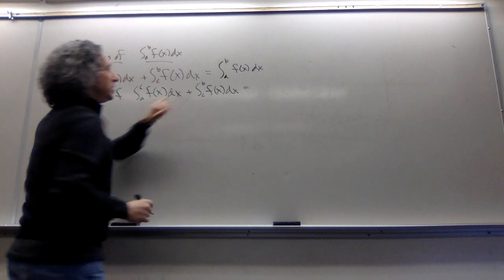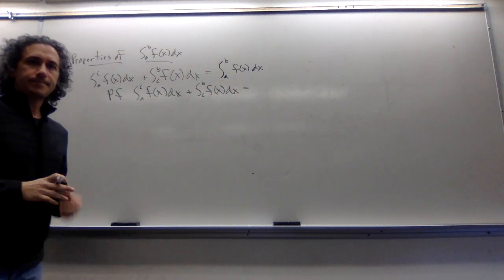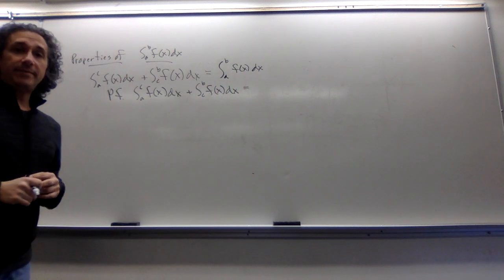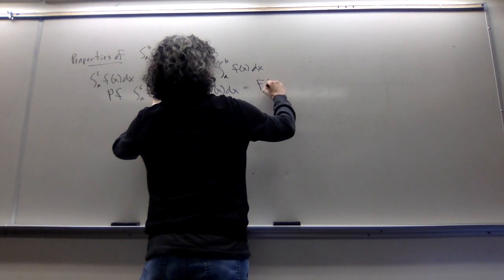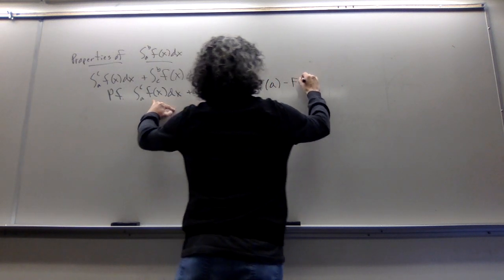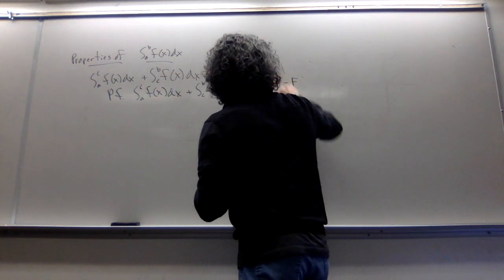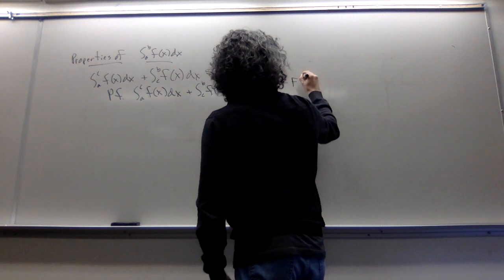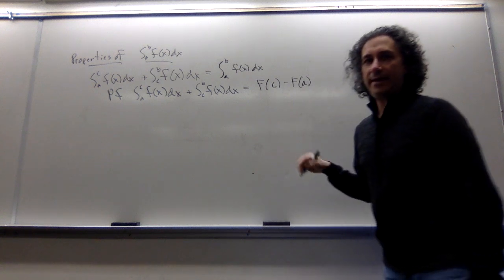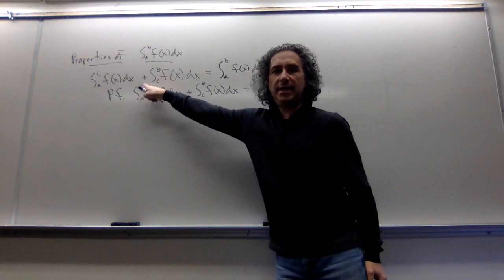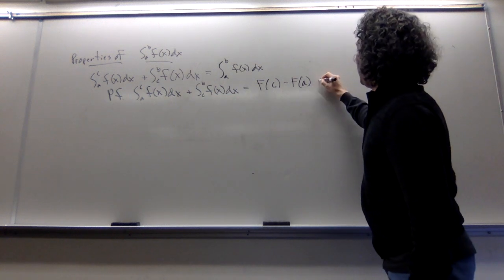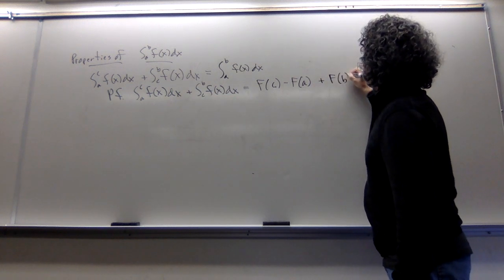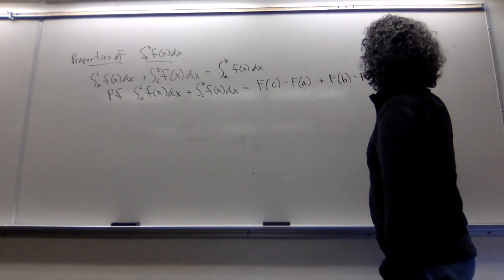And my goal is to somehow get this. Well, by the first fundamental theorem of calculus, part 1, this guy is big F of C minus big F of A, right? This is big F of C minus big F of A. Plus, this guy is big F of B minus big F of C.